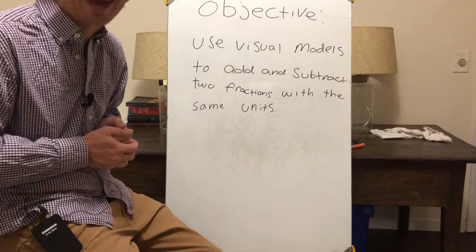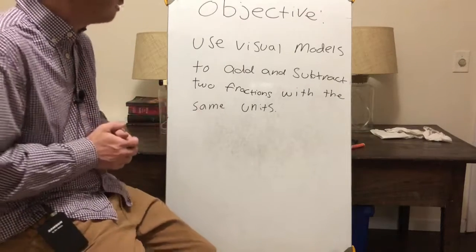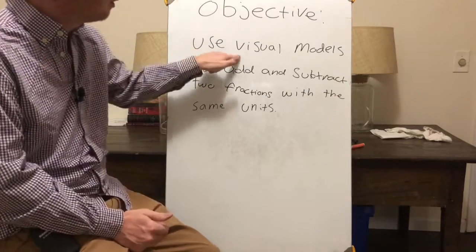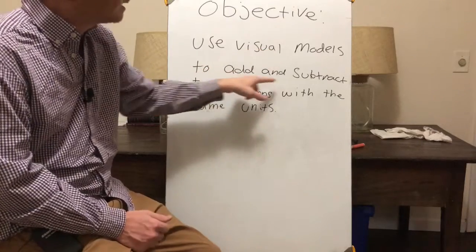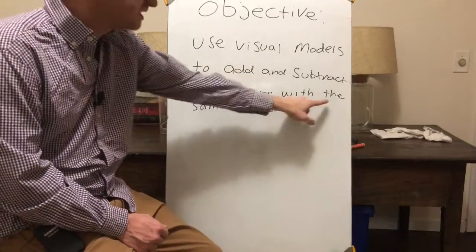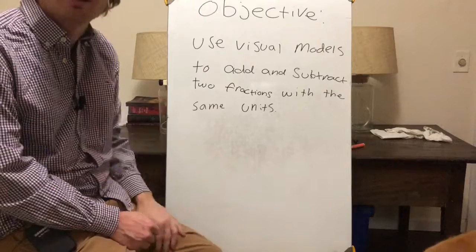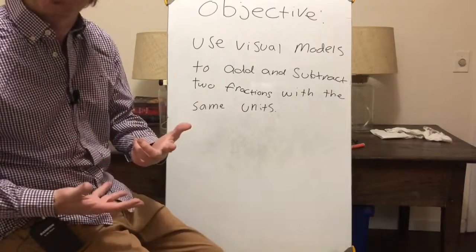Duclos of Citizenship Academy. Today, our objective will be to use visual models to add and subtract two fractions with the same units. Let's jump right in and see what we can learn.